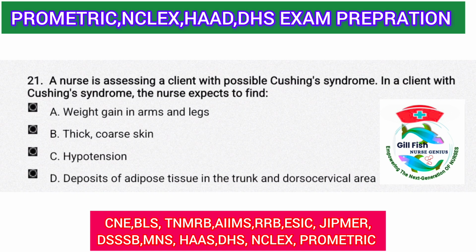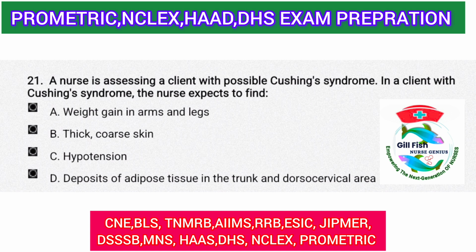A nurse is assessing a client with possible Cushing syndrome. In a client with Cushing syndrome, the nurse expects to find: option A, weight gain in arms and legs. Option B, thick coarse skin. Option C, hypotension. Option D, deposit of adipose tissue in the trunk and dorsocervical area.